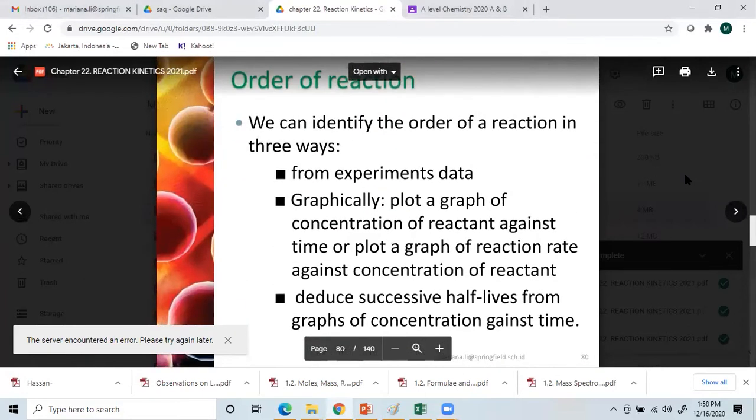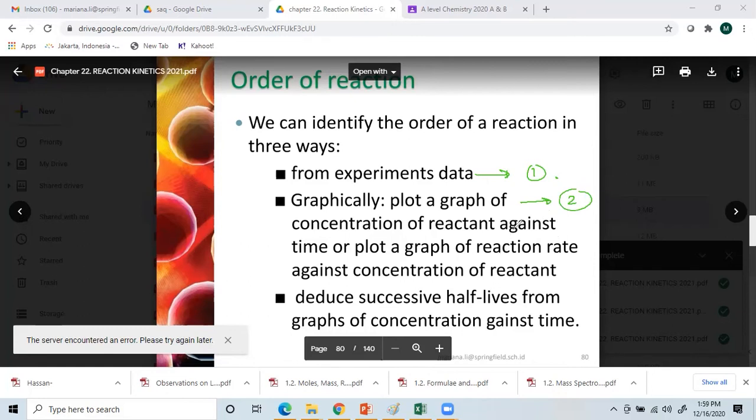Okay, now we'd like to see how to identify the order of reaction. There are 3 ways to calculate the order of reactions. This is the same as how we calculate the rate constant, where there are 3 ways as well. First is from the experimental data, from the rate of reactions and the rate constant. And then the second is the graphical method.